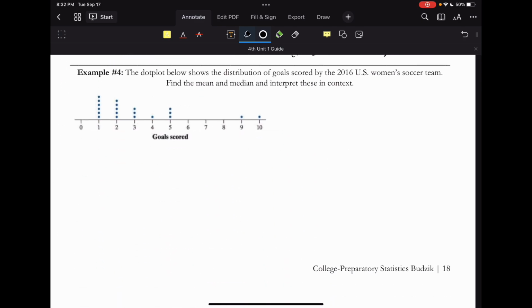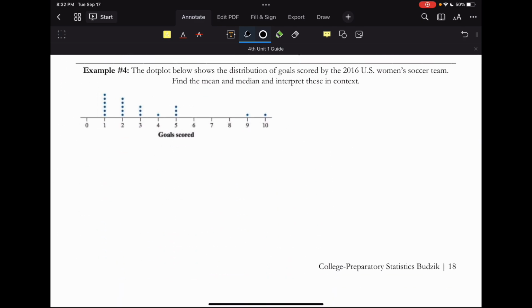Okay. Next one, we have the dot plot, shows the distribution of goals scored by the U.S. women's soccer team in 2016. Find the mean and median and interpret these. Okay. So we want to start, if we find our sample size, if I count the dots in my dot plot, I get that this is representing 20 different games. So I have that my n is 20.